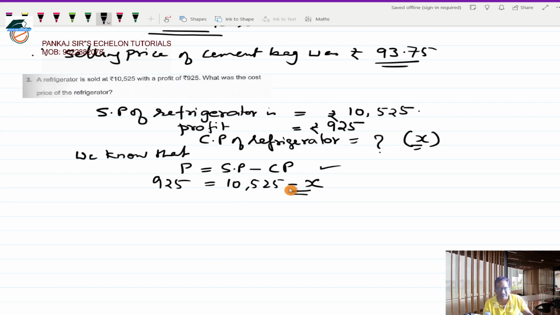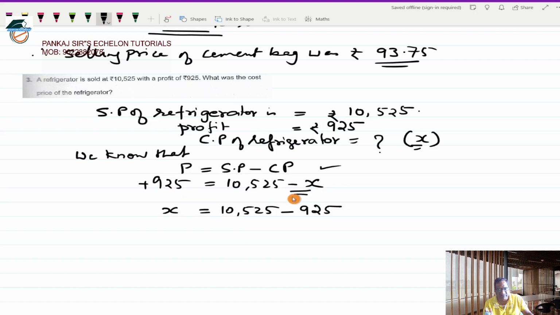Now again, this X I want to make the subject. So this X, which has a negative sign, I will take it to the left hand side, so it will become positive. So plus X I'm getting. This 10,525 I'm keeping here only, so I'm not changing its sign because it stays where it was. And this 925 with a plus sign is going to come to the right hand side, so it is going to become minus 925.